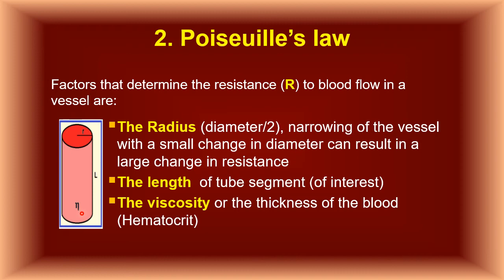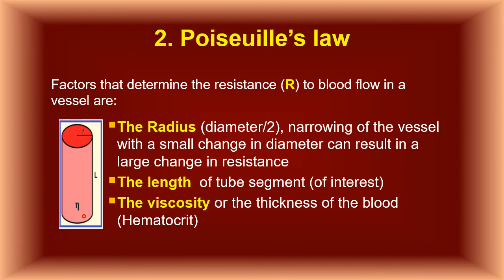And the third factor is the viscosity, and the viscosity is given this letter. We know this. It's called eta. Eta is a Greek letter used as a symbol of viscosity, and viscosity is what? It's the thickness of blood. Here we might have a higher thickness if the hematocrit value is high.